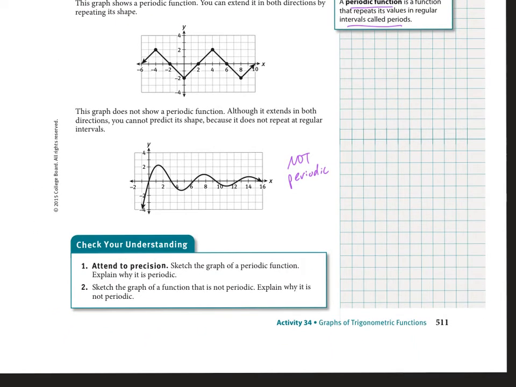So again, check your understanding. Go ahead and hit pause here. Try and sketch the graph of your own periodic function, and then sketch a graph of one that is not periodic. Try that on your own, and then we'll pick it up on page 512.